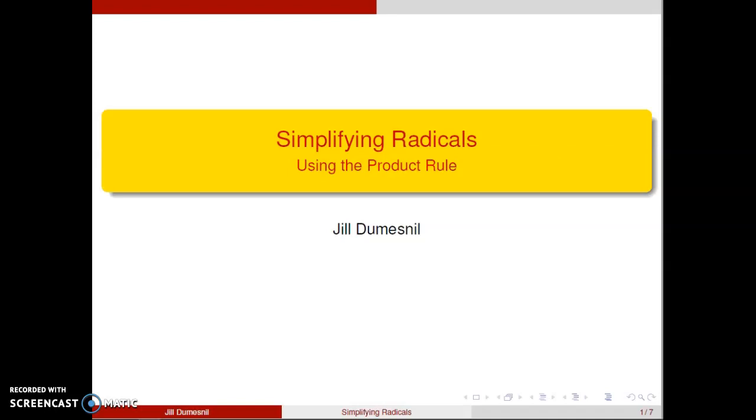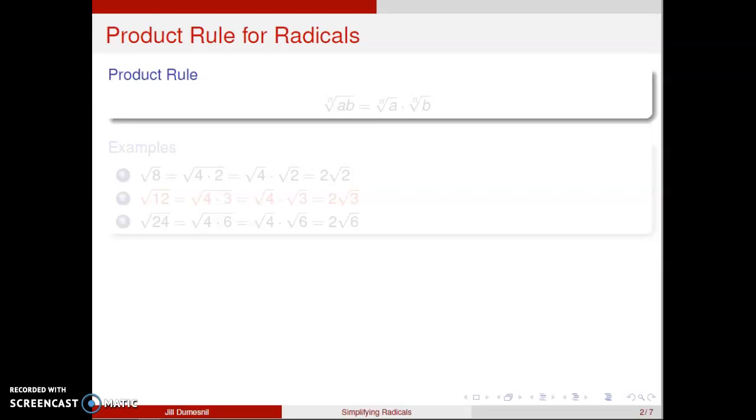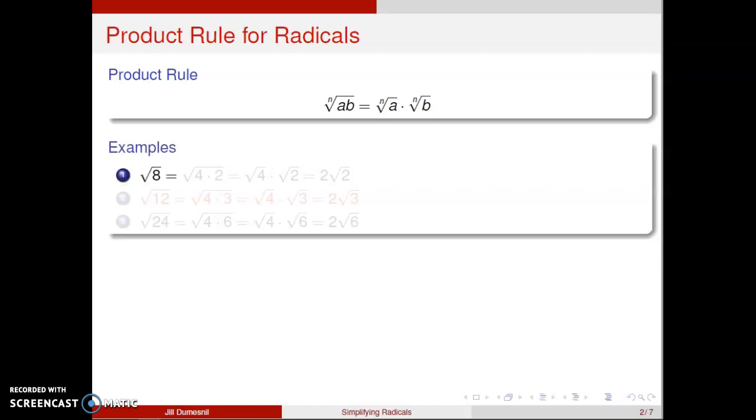What is the product rule for radicals, and how is it used to simplify radicals? The product rule for radicals says that the nth root of a product AB equals the product of the nth root of A times the nth root of B. For example, the square root of 8 is equal to the square root of 4 times 2, and using the product rule, that equals the square root of 4 times the square root of 2. The square root of 4 simplifies to 2, and the square root of 2 is already a simplified factor.